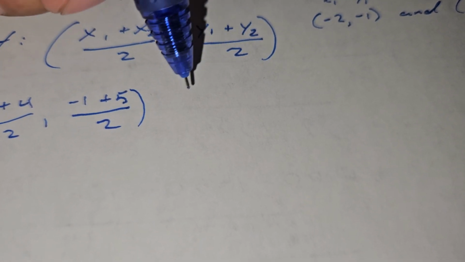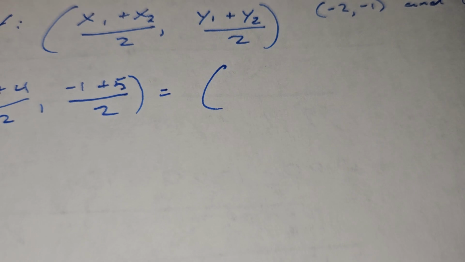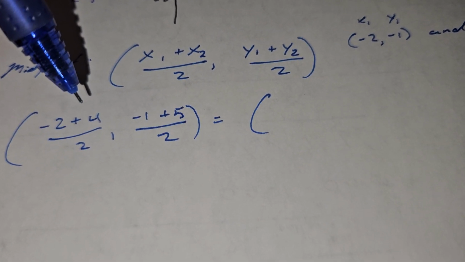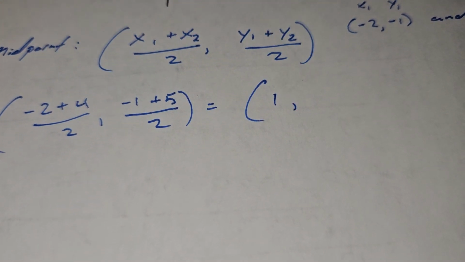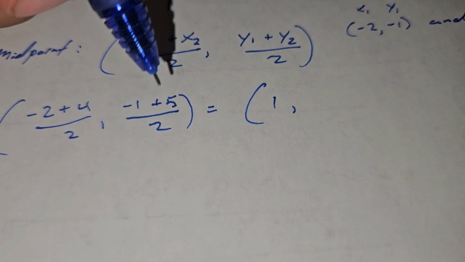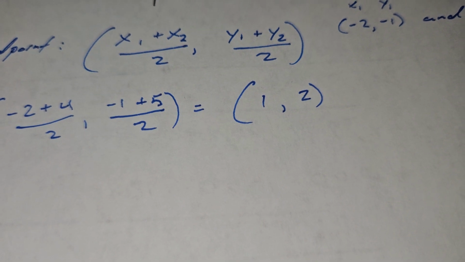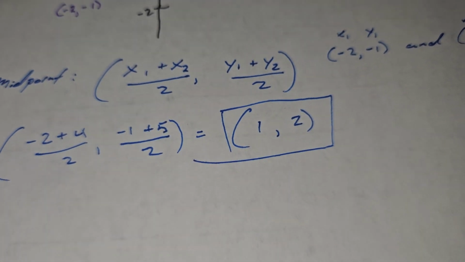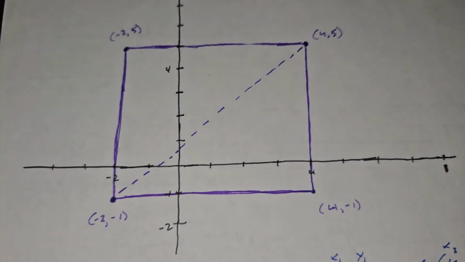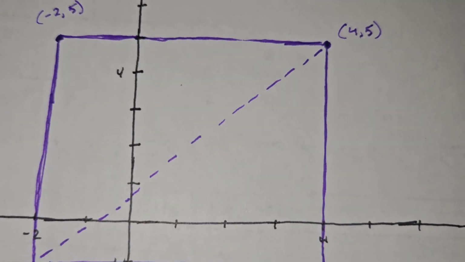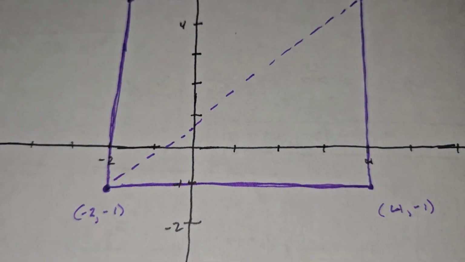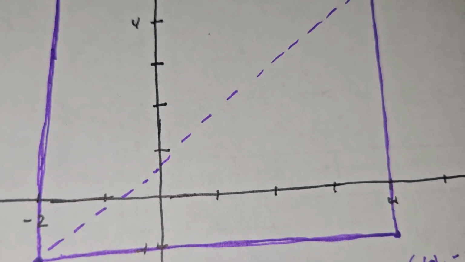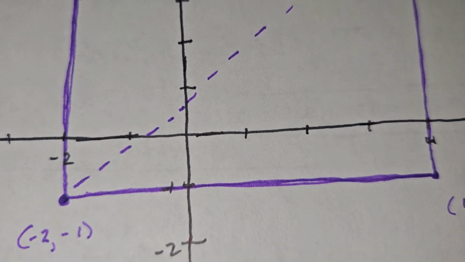Divide that by 2. We are going to get our midpoint. Negative 2 plus 4 is 2, divided by 2 is 1, right? Negative 1 plus 5 is 4, divided by 2 is 2. That's going to be our midpoint. Let's box this in. So we have 1 and 2. This is where things might get ugly visually, so let's go back and do it in red.